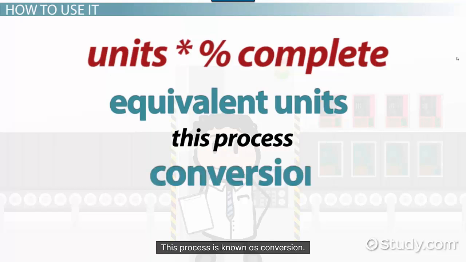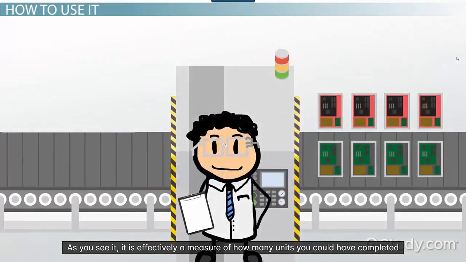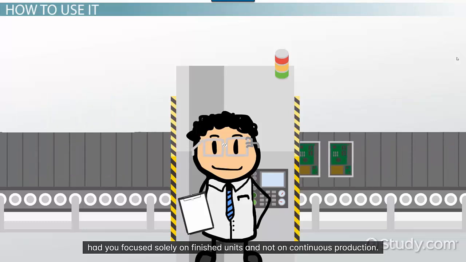This process is known as conversion. As you see it, it is effectively a measure of how many units you could have completed had you focused solely on finished units and not on continuous production.